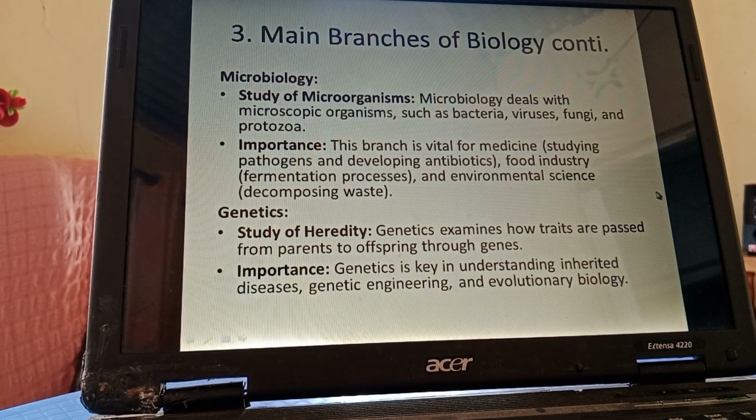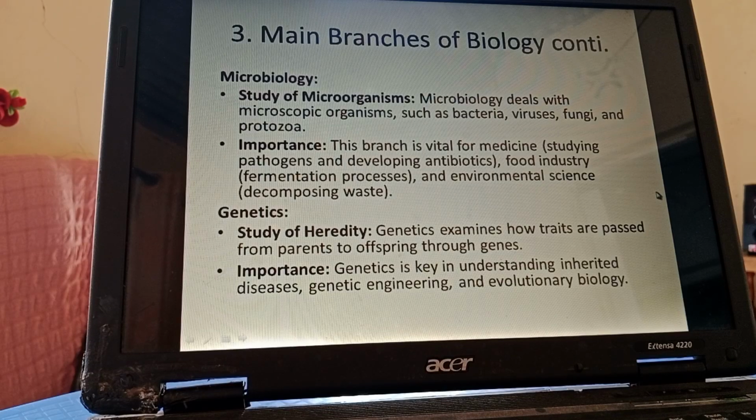Genetics. Genetics is the study of heredity. Genetics is the study of heredity. Genetics examines how traits are passed from parents to offspring through genes, a very important branch of biology. So when you study biology, you'll be able to know how characteristics or traits move from a parent to the child or offspring through the genes.